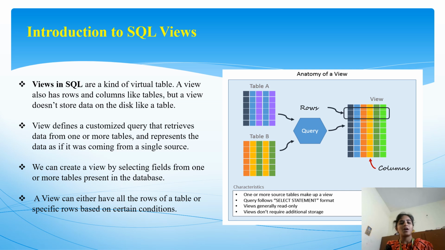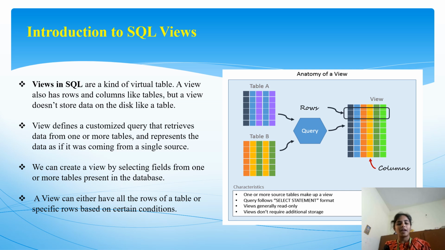So views in SQL are a kind of virtual table. A view can also have rows and columns just like tables, but a view does not store data on the disk like a table. A view defines a customized query that retrieves data from one or more tables and represents the data as if it was coming from a single source. We can create a view by selecting fields from one or more tables present in the database.